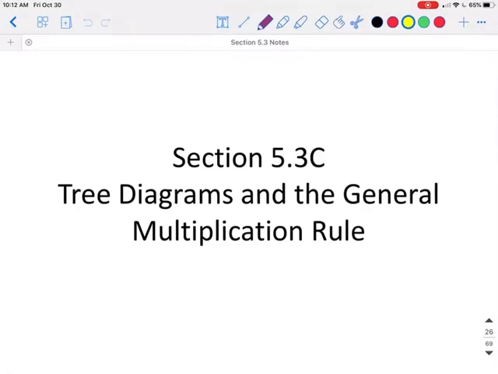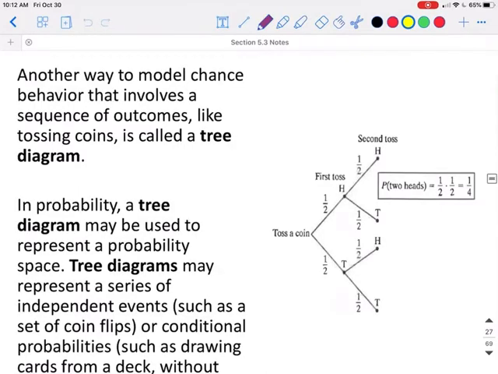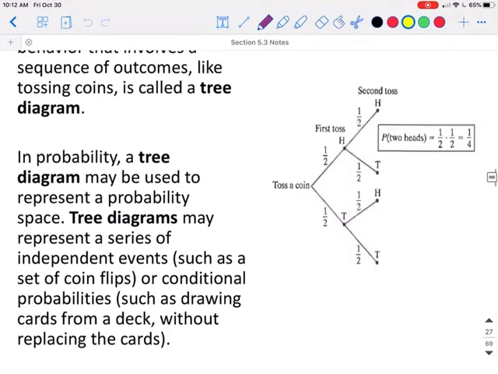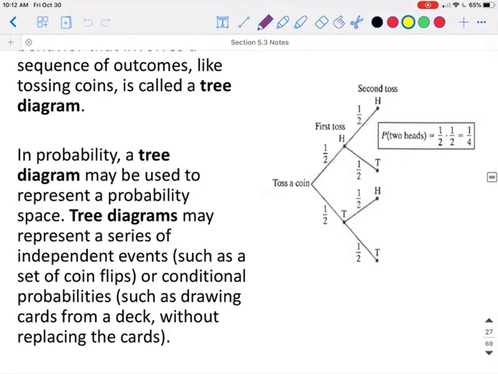This is section 5.3, part C, tree diagrams and the general multiplication rule. Another way to model chance behavior that involves a sequence of outcomes, like tossing coins, is called a tree diagram. In probability, a tree diagram may be used to represent a probability space. Tree diagrams may represent a series of independent events, such as a set of coin flips, or conditional probabilities, such as drawing a card from a deck without replacing the card.